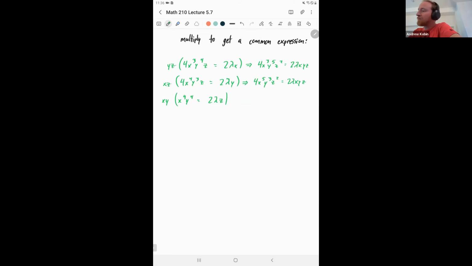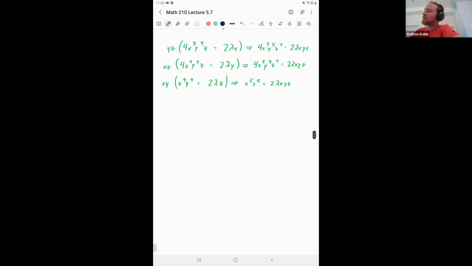And already this is new information. This says that these two are equal. We'll capitalize on that in a moment. And then in the last equation, we have x to the fifth, y to the fifth is equal to 2 lambda x, y, z. So you may not have thought to do this before seeing my suggestion, but this is now a trick that you can use in future problems. So I want to really lock that in as a possible technique to use.